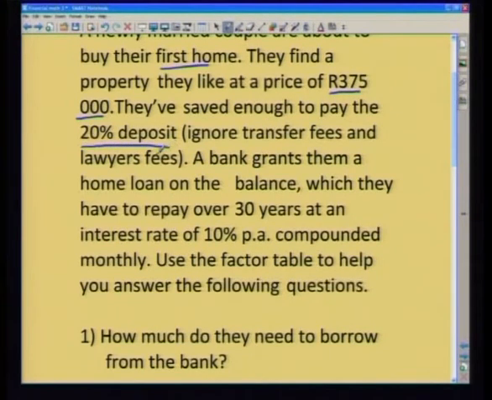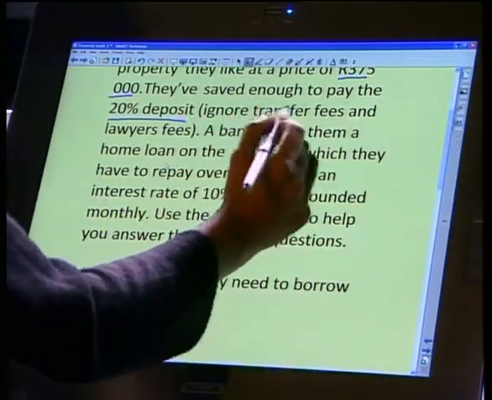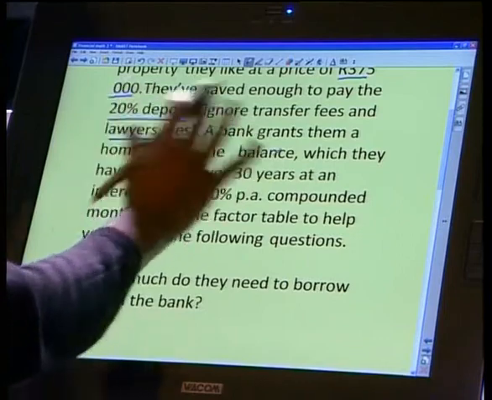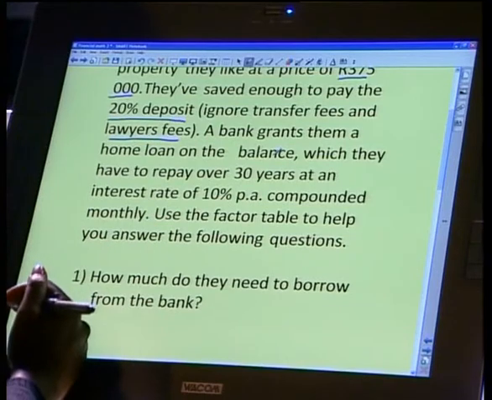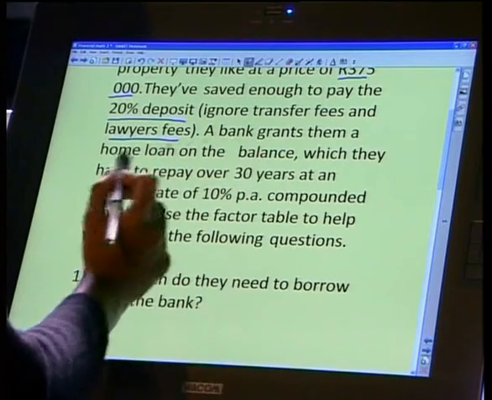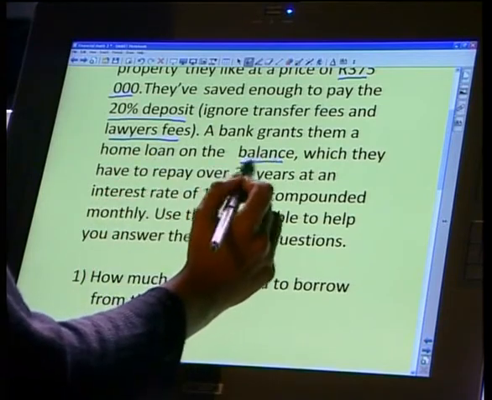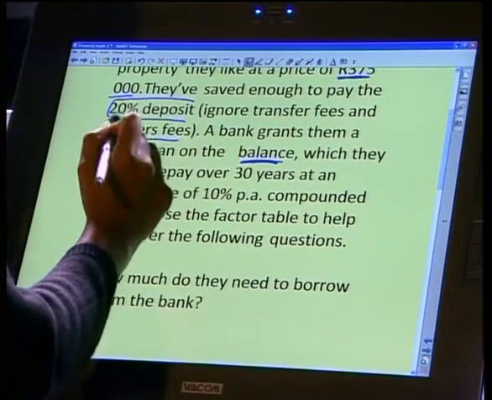Okay, so what often happens is that you would have to pay a deposit before the bank agrees to guarantee this home loan amount. So they're going to have to pay a 20% deposit before they get any money from the bank. And here it just says ignore transfer fees and lawyers' fees. This is also something in practice that will be added onto this amount, but we are not interested in it for our purposes. A bank grants them a home loan on the balance. The balance being whatever is left over after they've paid the 20% deposit.